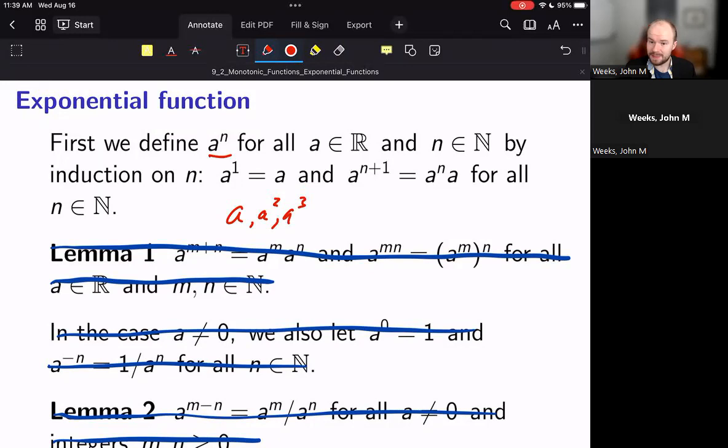The way that we define this is by induction. If you start with a to the 1, then that's just going to give you a. Then a to the n plus 1 is going to be whatever you got from the previous number, a to the n, multiplied times a. For example, a squared is a to the 1 times a, and we know that a to the 1 is a, so this is just a times a. A cubed, same thing. It's a squared times a. So here we can define a to the n inductively.